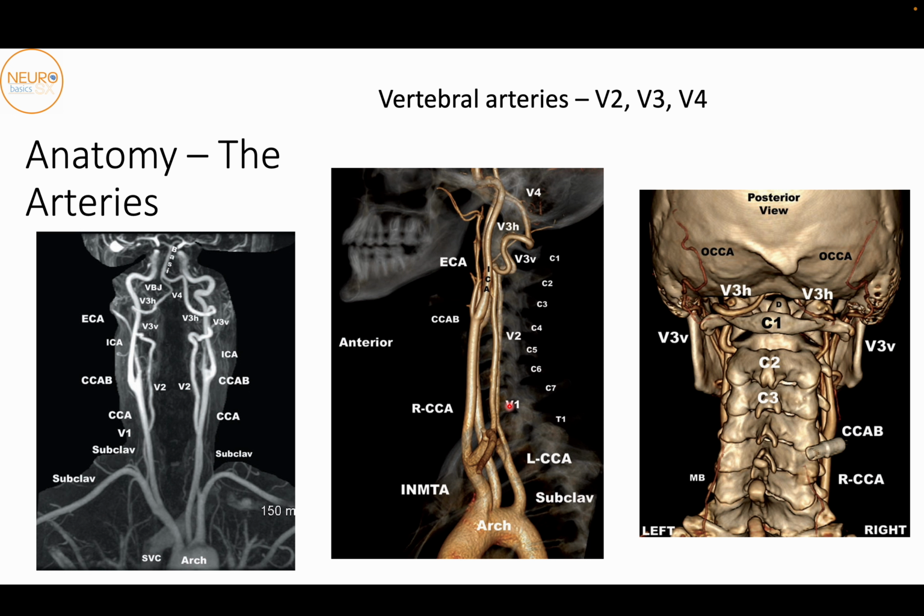Okay, from the point where it enters the C6 foramen all the way up to the C2 foramen is V2. From the point where it exits the C2 foramen and winds around the C2 C1 joint and exits the C1 foramen, that is the V3 segment. The V3 segment has a vertical part which runs laterally to the C1 C2 joint and a horizontal part which is going to run behind the lateral mass of C1. And the point where it pierces the dura and enters the interdural space is the V4 segment.